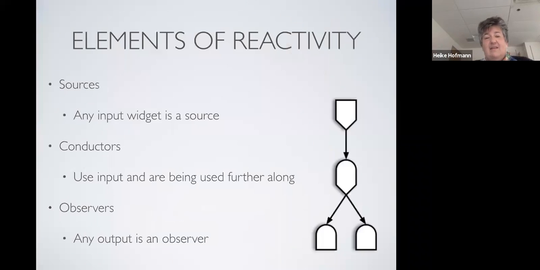So reactivity works essentially the same way. We've got sources, so the user is putting something in. Any kind of input widget is a source that triggers an action. And so far we've only seen direct reaction. Any output is called an observer. That's where the flow of the interactivity stops. So far we've gone straight from a source to an observer.